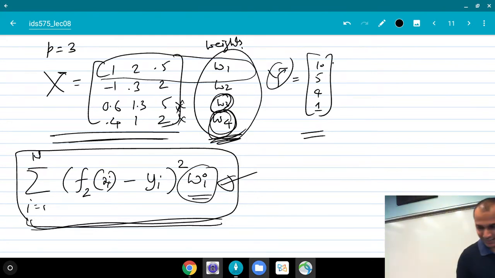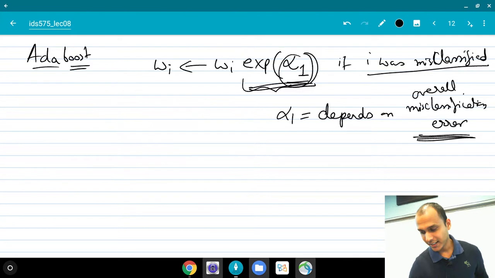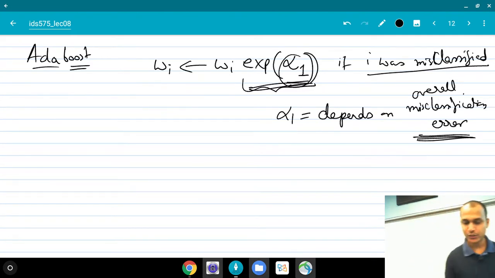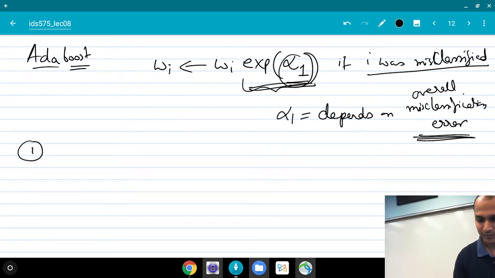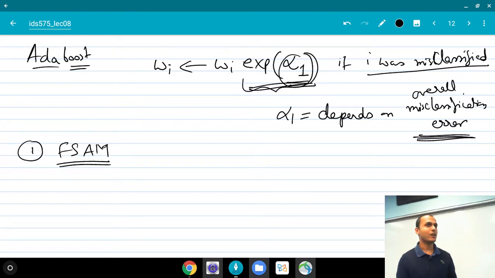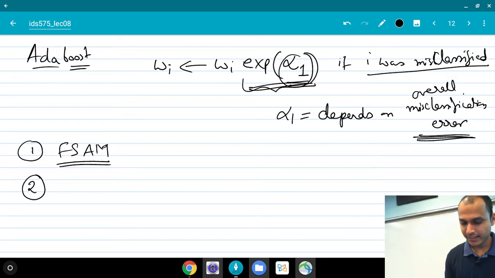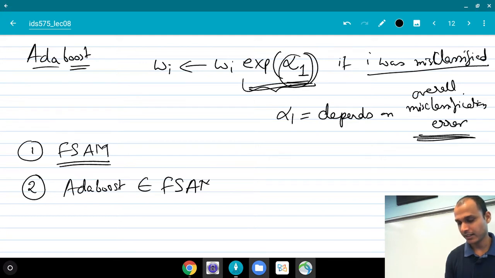Okay, so for the next 45 minutes or so, we're going to try to do three things. First, I'll write down the template for a generic forward stage-wise additive modeling procedure. Second, I'll cover Adaboost, which essentially belongs to the FSAM family, and why does it work?